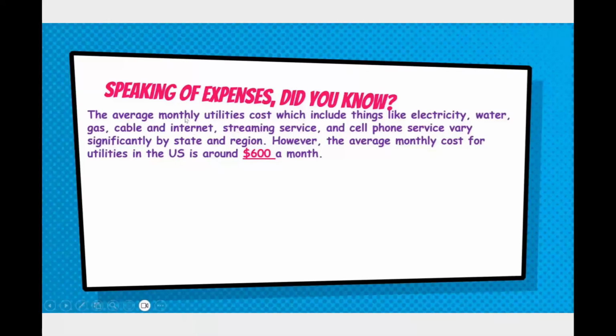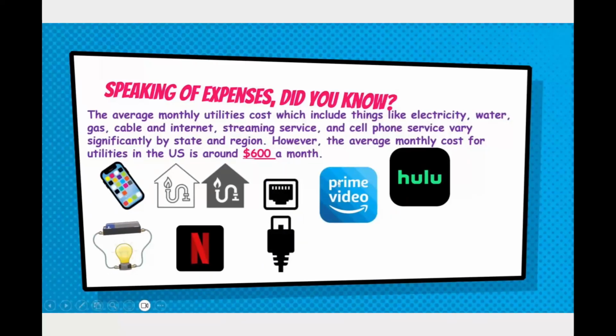All right, moving on to utilities. The average monthly utilities cost, which include things like electricity, water, gas, cable, internet, streaming services, and cell phone services, may vary significantly by state and region. However, the monthly cost for utilities in the U.S. is around $600 a month. Okay, I might not always put my cell phone with my utilities. I would really consider utilities electricity, water, gas, and I would probably have cable and internet, although that can be included in utilities. But if you're budgeting, you can lump that all together.